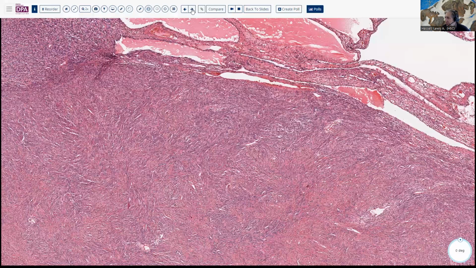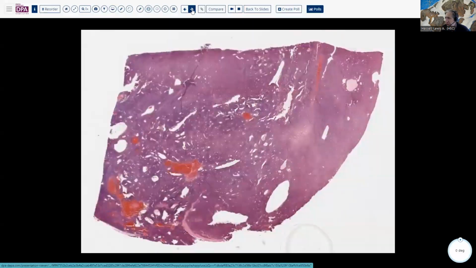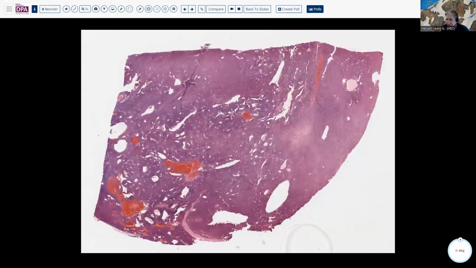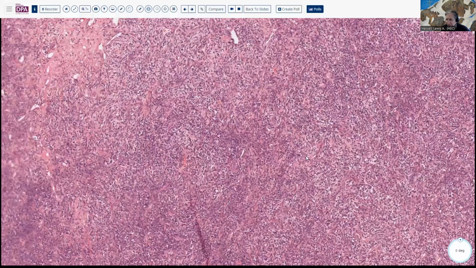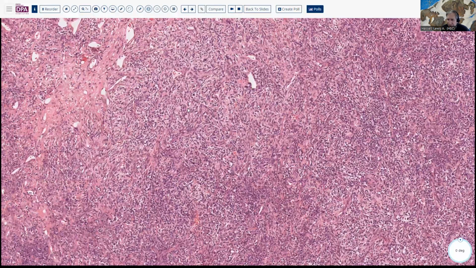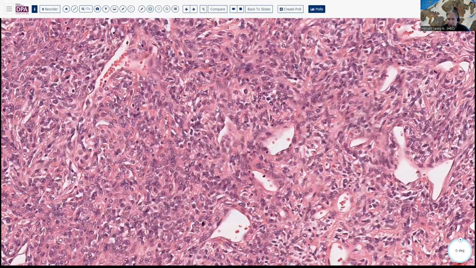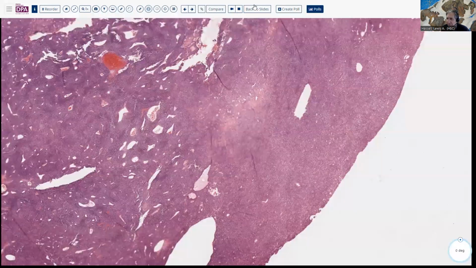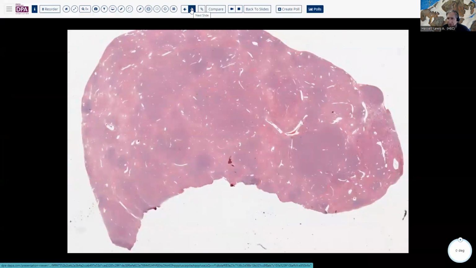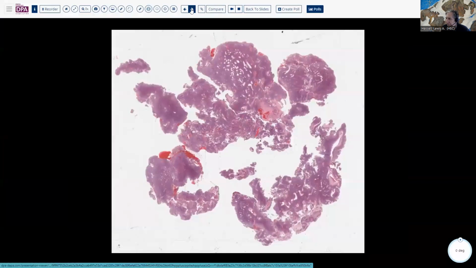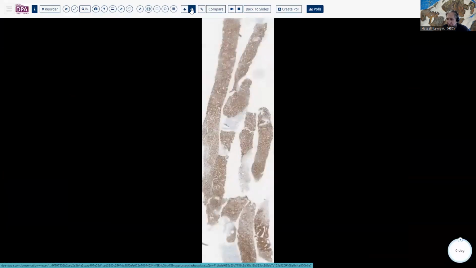I think we have an example. Another lesion, again, you see sieve-like vessels, ectatic changes. Less cellular areas, more cellular areas, and a little bit of intervening collagenous tissue. So we'll skip this one and this one as well, but you can come back and study these on your own.